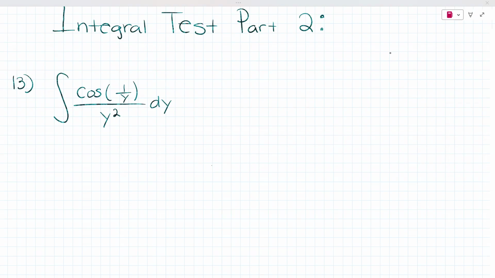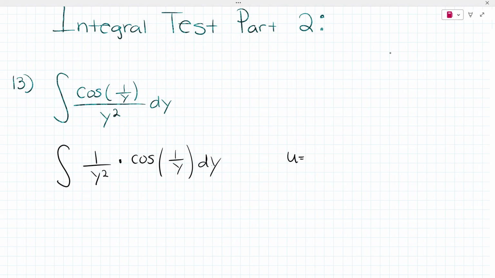So what should I do? Should I use u substitution? Maybe. But before I do that, maybe I can rewrite this integration problem. This can also be expressed as 1 over y squared times cosine of 1 over y dy. Okay, so that makes it much easier. Now we may use u substitution. And what do you think my u should be?